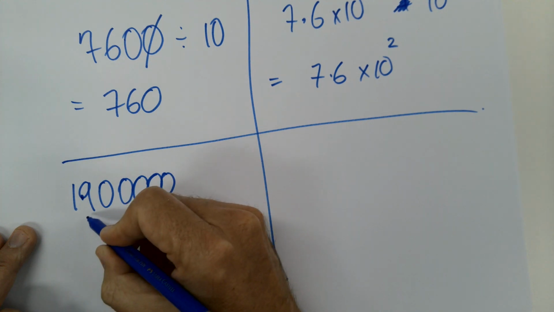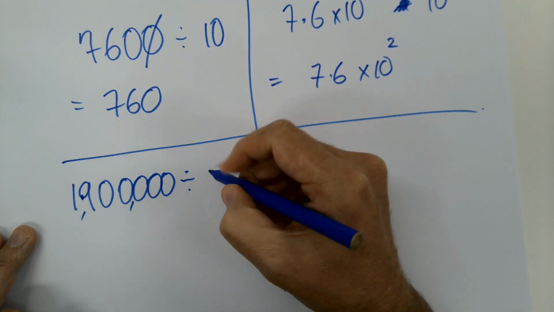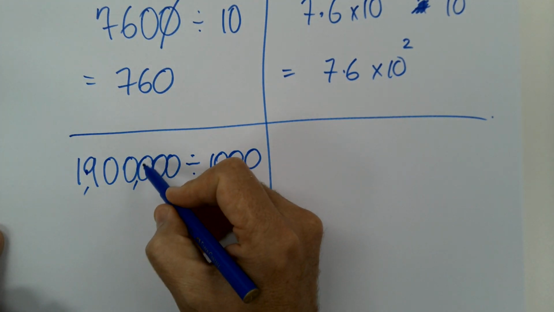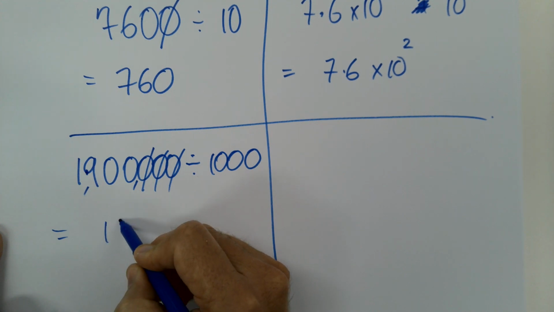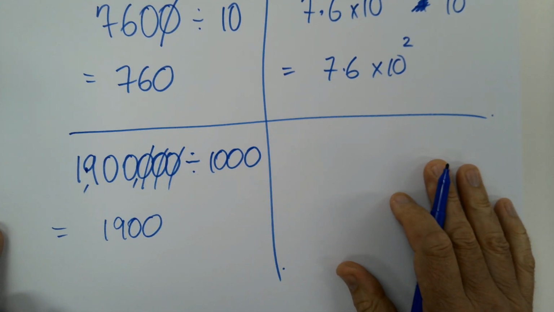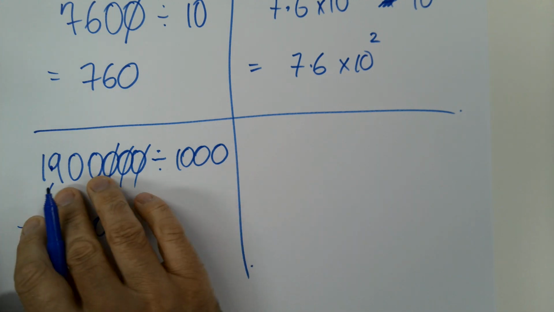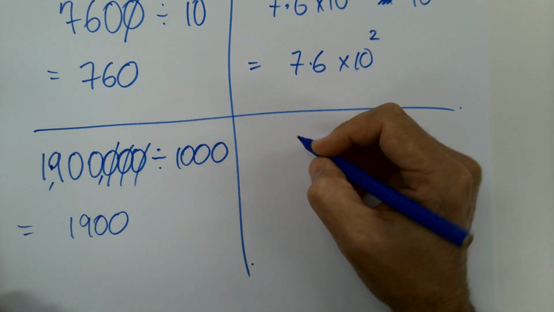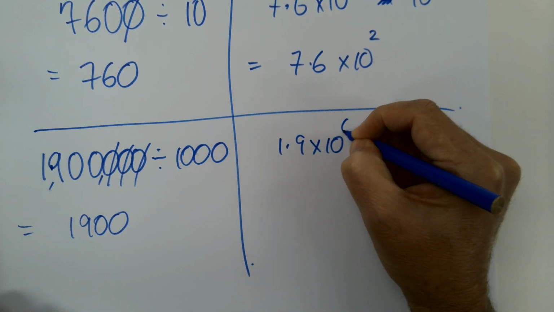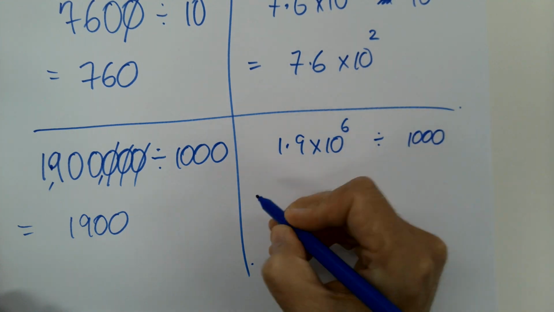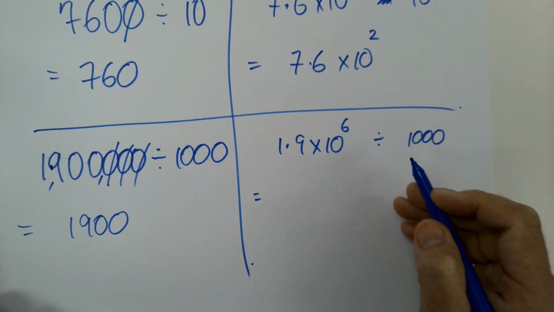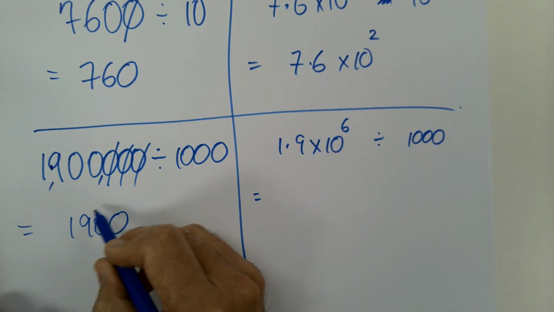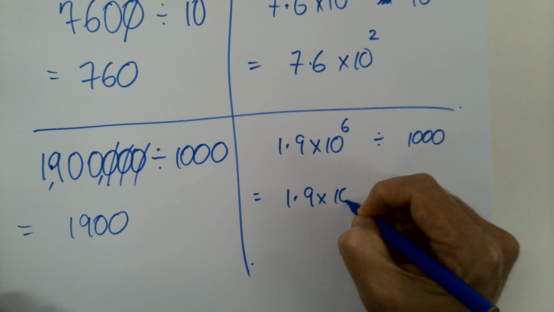What about 1,900,000 divided by 1,000? All right, so ordinarily, just chalk 3 zeros off, so I get that. Brilliant. All right, but let's go scientific notation. If I had it in scientific notation, I would have 1.9 by 10 to the 6 divided by 1,000. Okay, so let's just go over here. So this answer here is 1.9 by 10 to the 3.